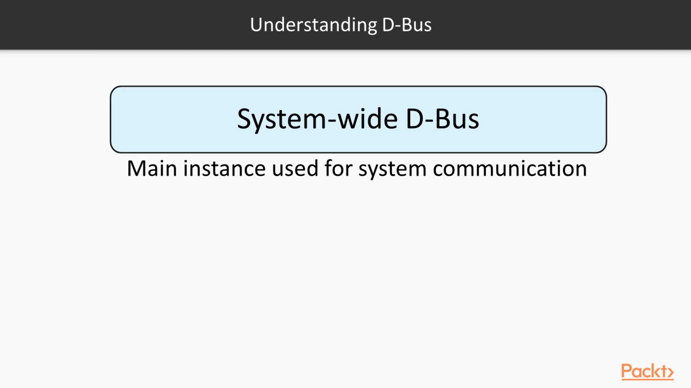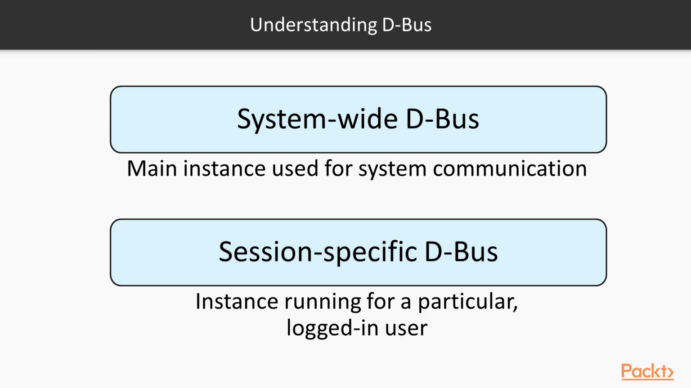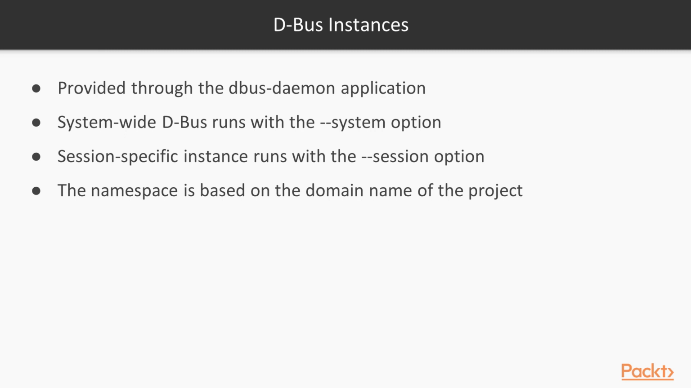Linux generally supports two dbus types, system-wide and session-specific dbus instances. The system-wide dbus is the main instance used for system communication. Many services or daemons will associate themselves with a system dbus to allow others to communicate with them through dbus. The session-specific dbus is an instance running for a particular logged-in user. It's commonly used by graphical applications to communicate with each other within a user session. Both dbus instances are provided through the dbus daemon application. However, the system-wide dbus will run with the --system option, whereas a session-specific instance will run with the --session option.